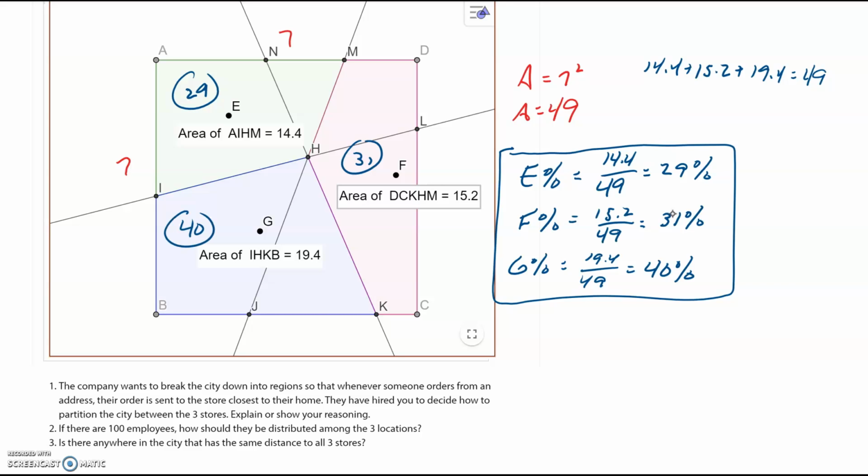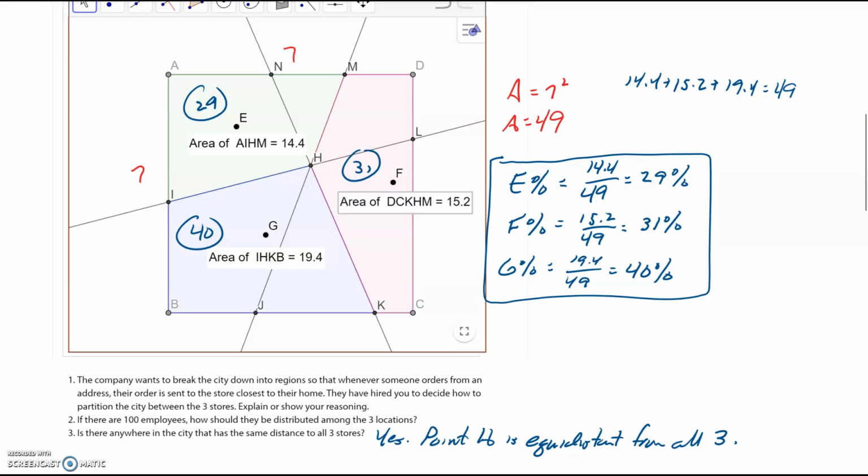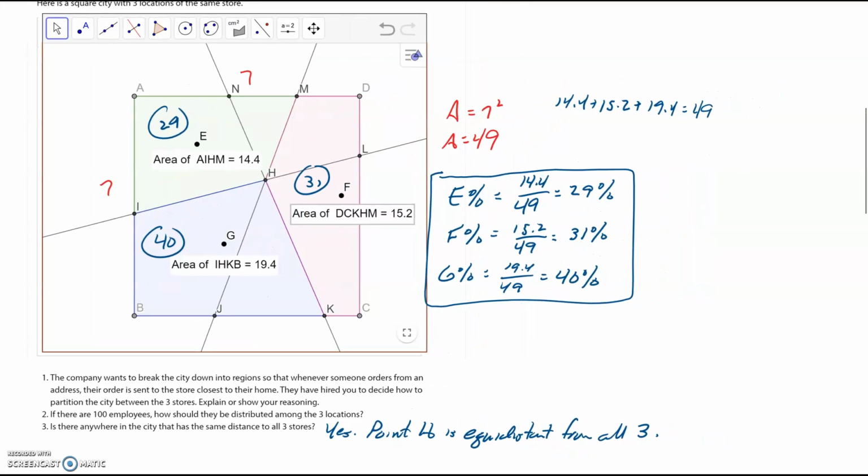Okay, and again, is there anywhere in this city that has the same distance to all 3 stores? Yes. Point H is equidistant from all 3. So if there is somebody that lives at point H, it doesn't matter where they get their merchandise from.